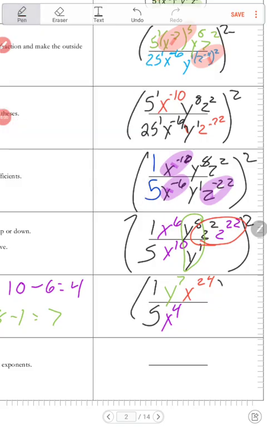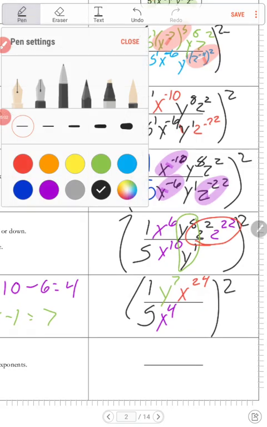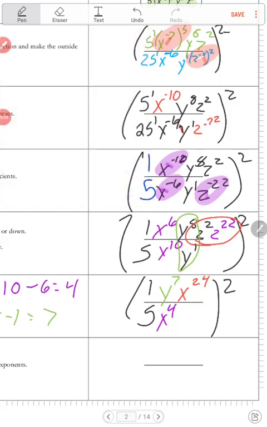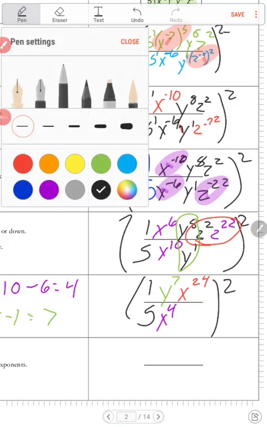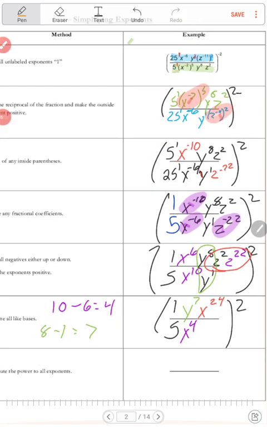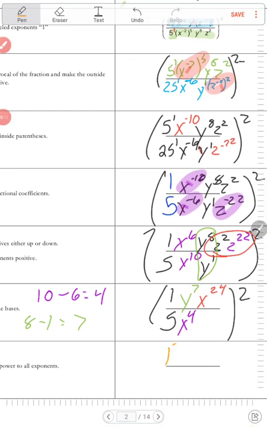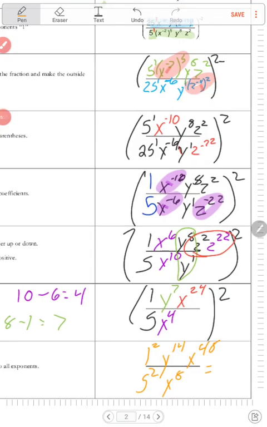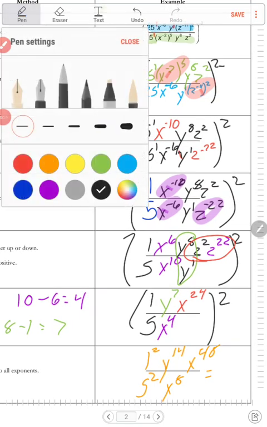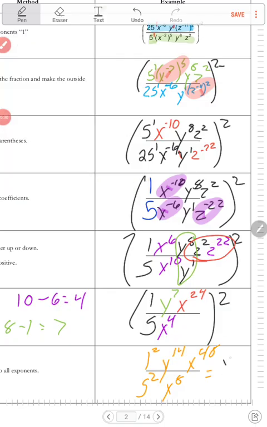And we still have not gotten rid of that squared that's on the outside. It's going to be easier if we do it at the very end once we have smaller values to work with. And so we're going to go ahead and distribute that squared to everything. 1 squared, y to the 14th, z to the 48, 5 squared, and x to the 8th. Combining those all, writing them down nice and pretty in our final condensed form.